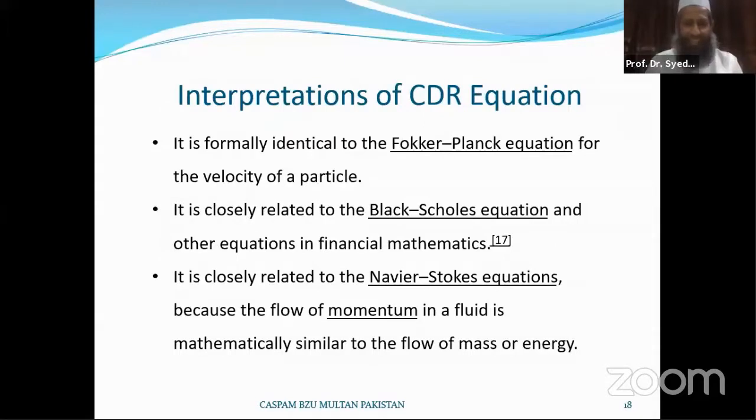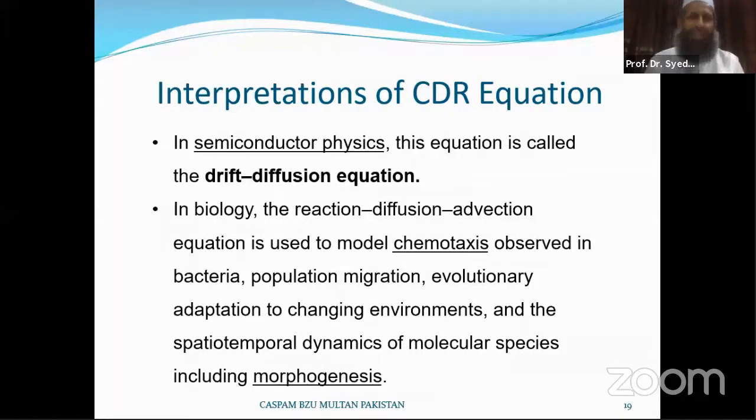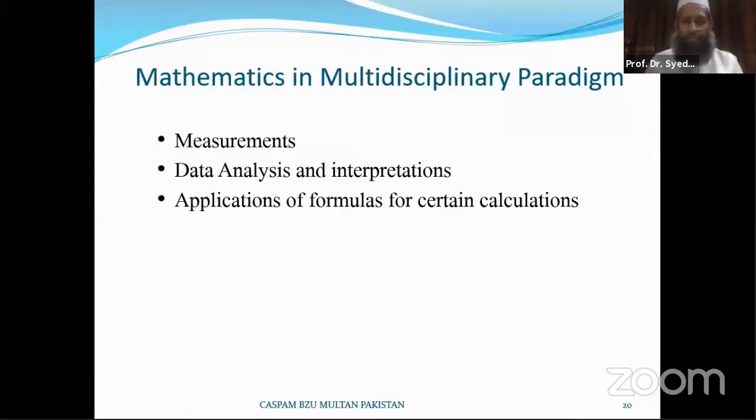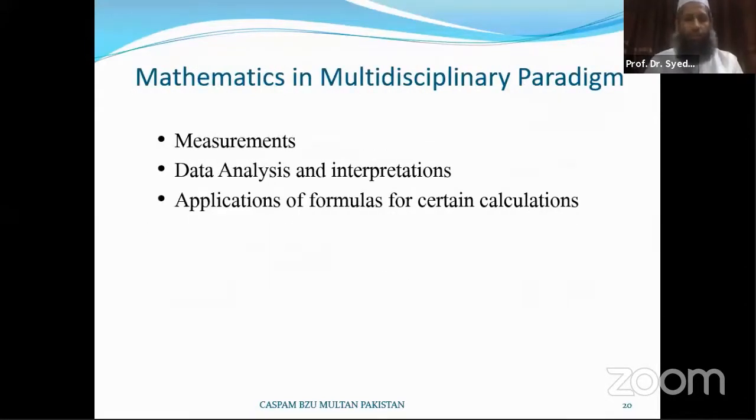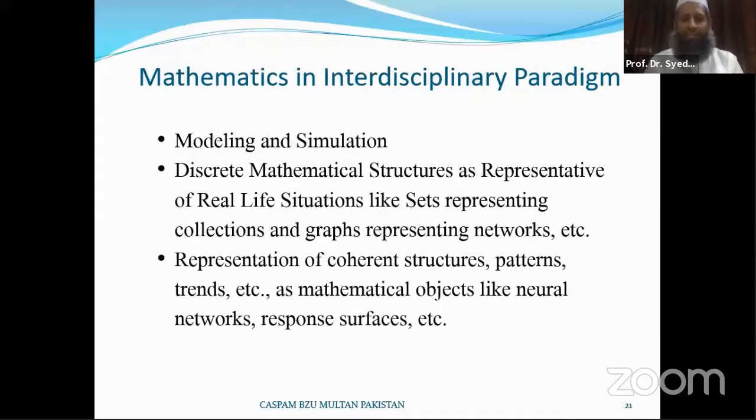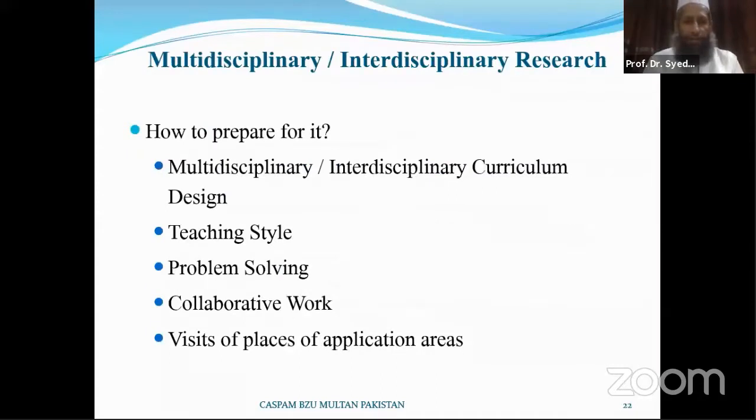We have these five interpretations of this equation. That's why this equation can be used in all other disciplines, and mathematics can be used in a multidisciplinary paradigm. It means a mathematician will do his own part, for example, measurements, data analysis, and application of formulas for certain calculations. In an interdisciplinary paradigm, a mathematician will model physical and chemical processes, and will integrate mathematics with the concepts of other disciplines. And for conducting this research, we need to design a curriculum to support such research. We need to redesign our teaching style, our problem-solving style, our collaborative work, and visits to places of application areas.